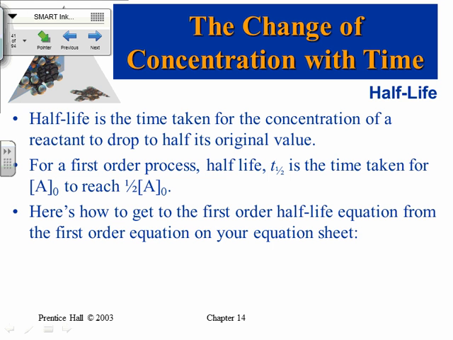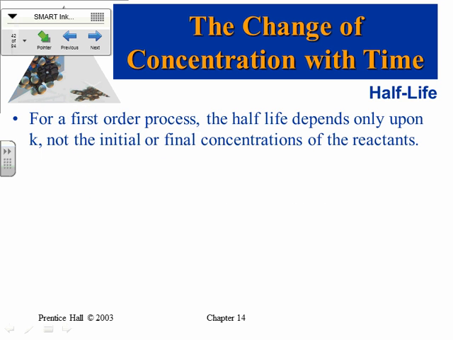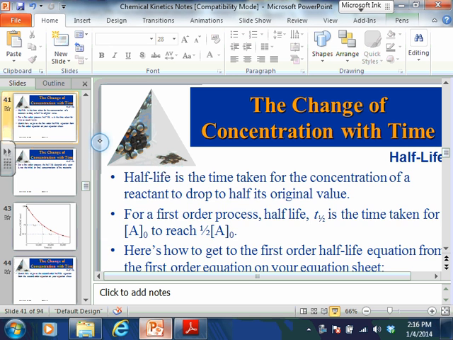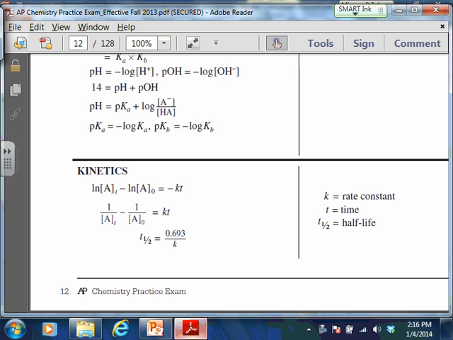Even if you didn't have that half-life equation, you could figure it out just by plugging back into your original first-order equation that they give you on the equation sheet. So the equation is natural log of A at time t minus the natural log of A at time 0 equals negative kt. All right? So let's say we start with that.